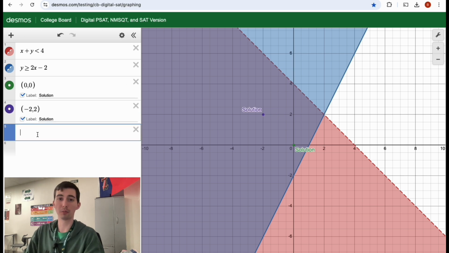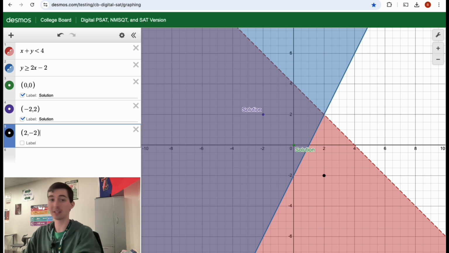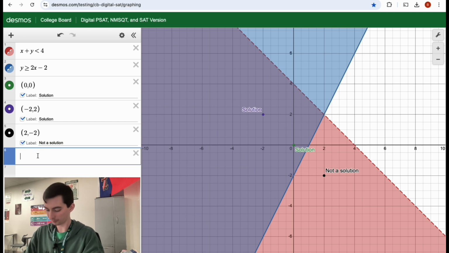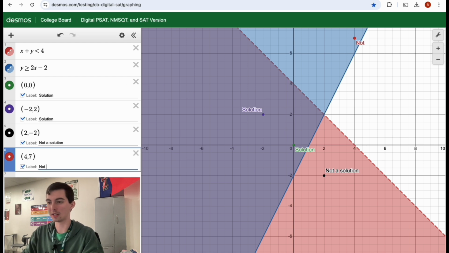And now we can find two points that are not a solution. So I could say a point like 2, negative 2, and we see that's only in one of the shaded areas. So we'll label this as not a solution. And we can pick one more. I said 4, 7, and we can see that's red way up here. And again, it's not in our double shaded, so that's not a solution, okay?